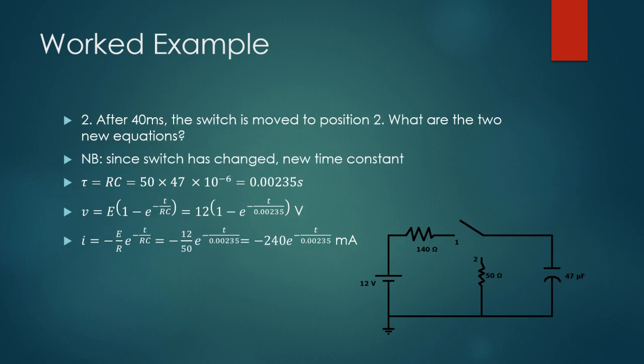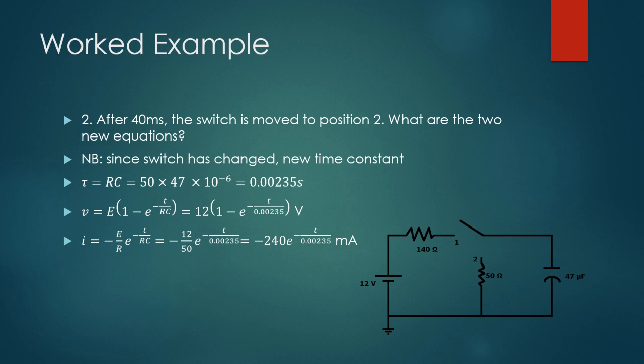So the second question is, after 40 milliseconds, the switch has moved to position 2. The little trick with this question is, because the switch has moved, we've got to recalculate the time constant, this time using the 50 ohm resistor. That gives us a time constant of 0.00235 seconds. And again, sub those back into the formulas.